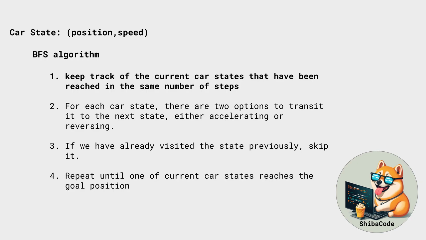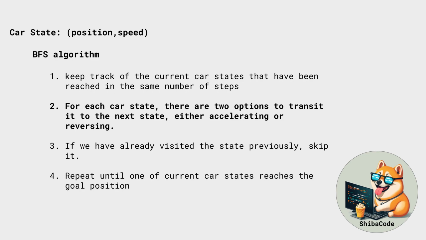To solve this problem, we will use the breadth-first search (BFS) algorithm. First, we will define the car state as a pair of position and speed. We will keep track of the current car states that have been reached in the same number of steps and update them to transition to their possible next car states in each step.